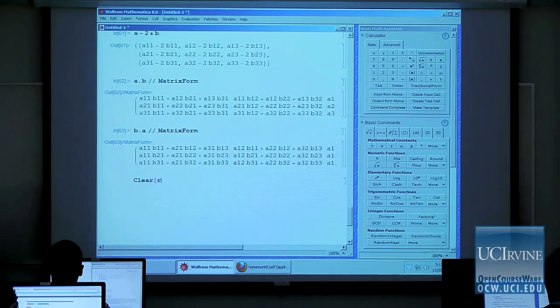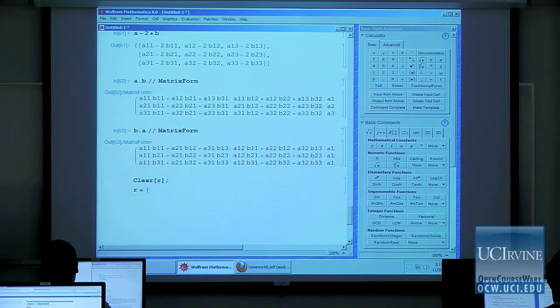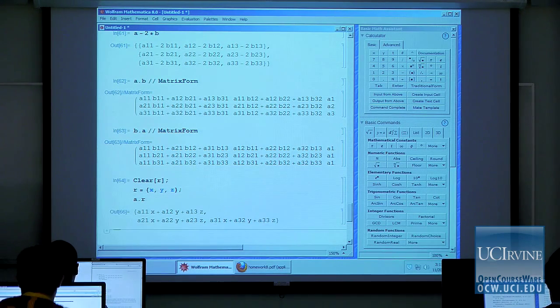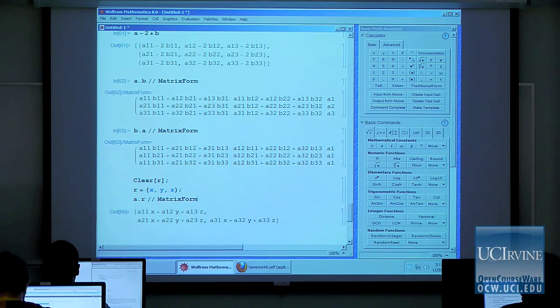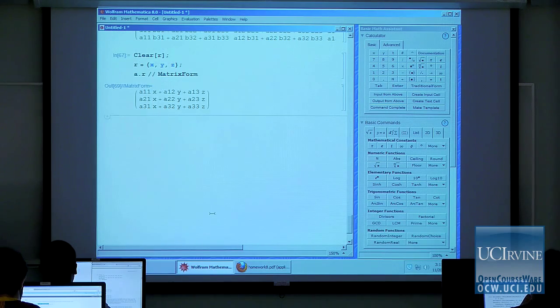All right, so we'll say, well, let's clear R. I think we were using that earlier. And then we'll define R equals a vector, x, y, and z. And then we'll multiply A times R and put it in matrix form. All right, so there you have it. We took a 3 by 3 matrix, multiplied it by a 3 by 1 vector, and we got out a 3 by 1 vector.